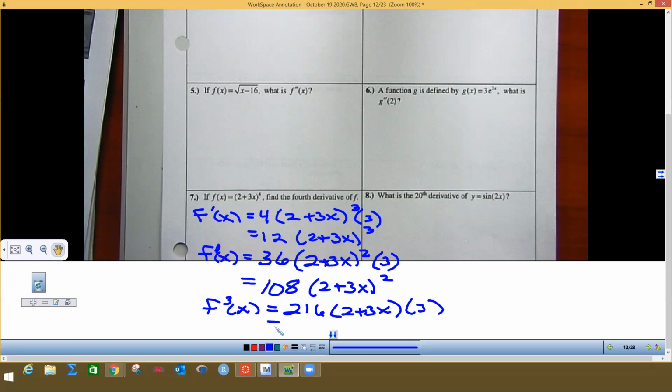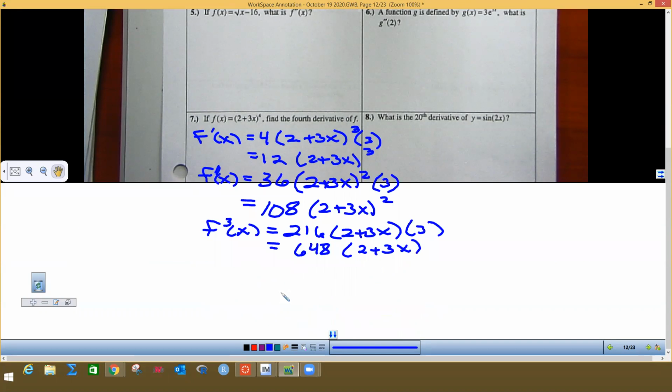So this is going to equal, let's see, 3 times 2, I believe that's 648. Somebody might take their calculator and make sure I don't screw it up. And now we've got one more to go.